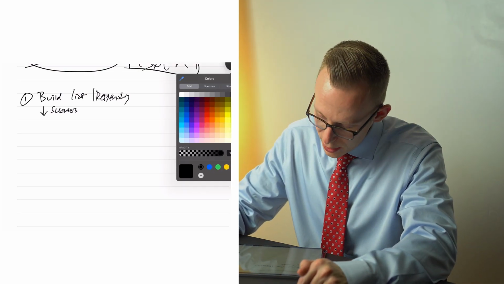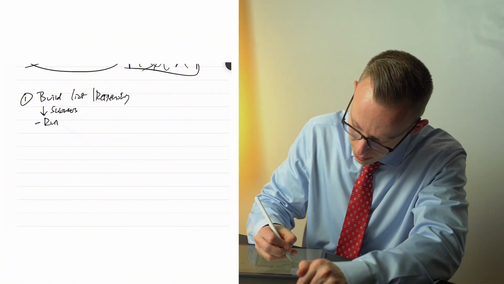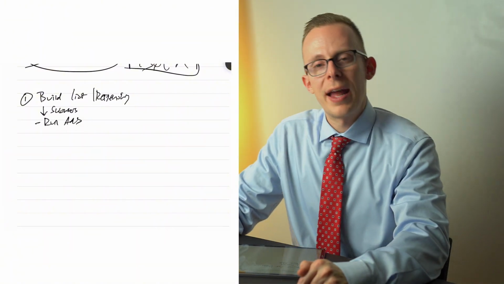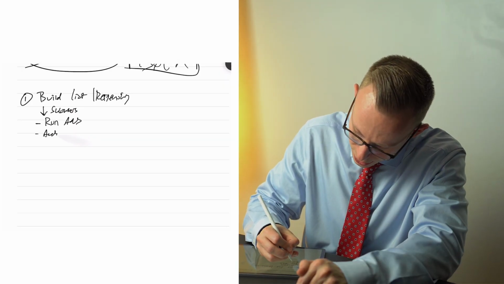Now, how can you possibly add people to the list? Well, the first thing that you can do is run ads. Every time that you run ads and get leads, you're adding to your list. Another thing that you can do is audience trading.